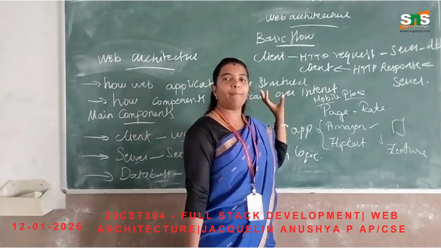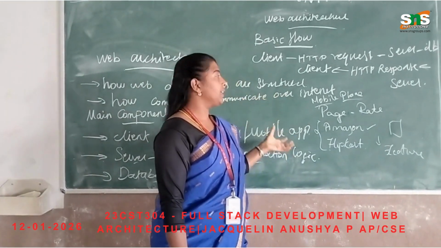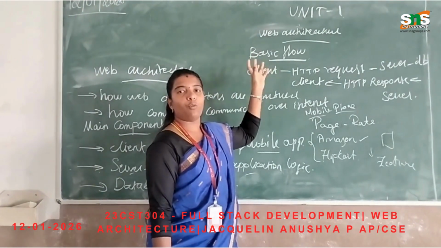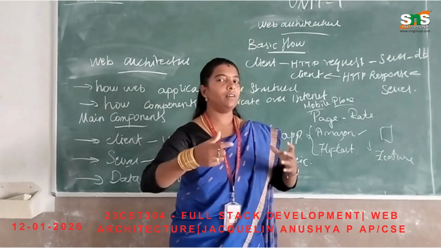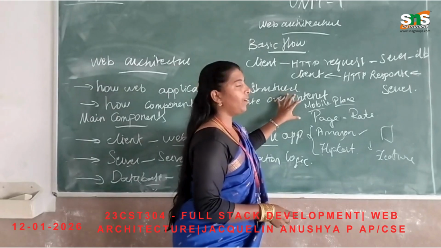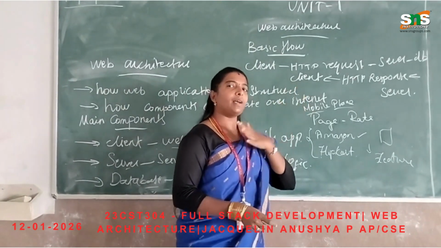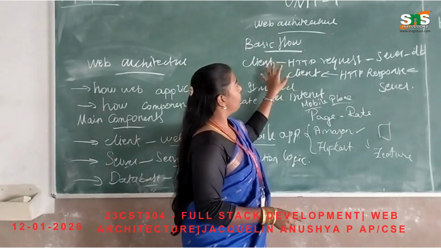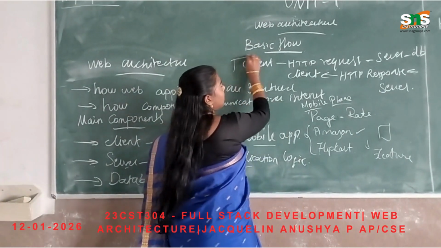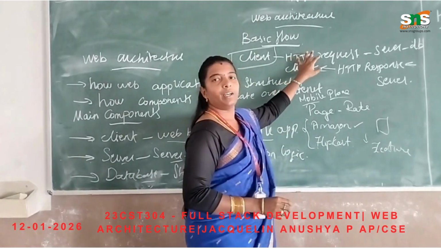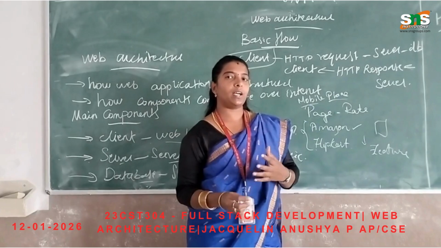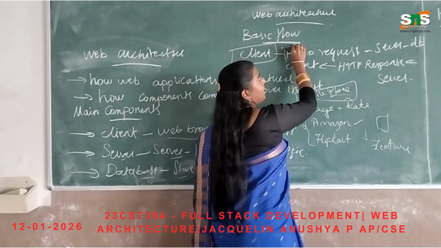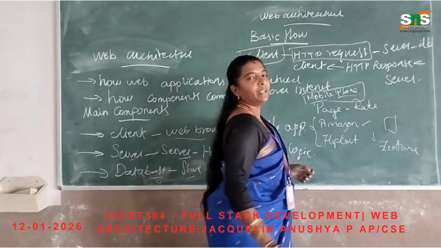So this is a common web architecture where everything is connected. And next is your basic flow. In this basic flow, first we move from the client side. That is, I am moving from my side. I am the client over here. And next is your HTTP request. So what is my request? I need my mobile phone as my request. So the HTTP request is also completed.